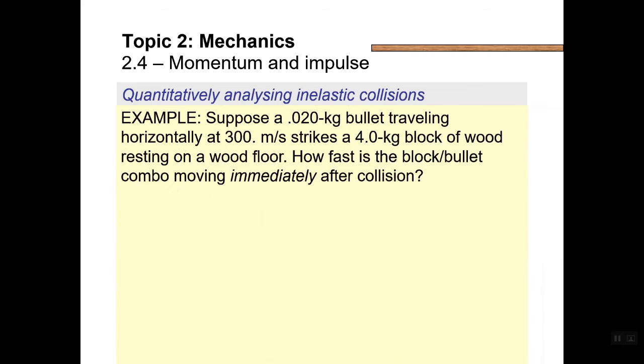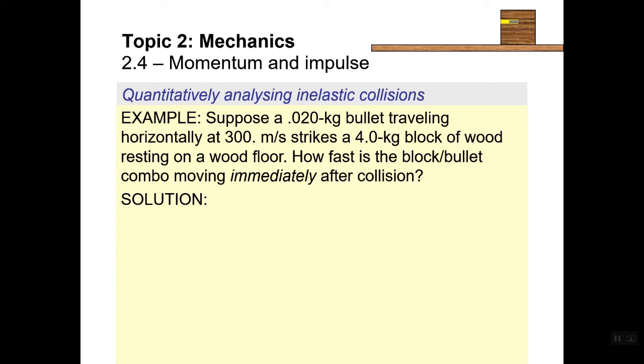Suppose a 0.020 kilogram bullet, which is 20 grams, traveling horizontally at 300 meters per second strikes a 4 kilogram block of wood. It's resting on a wood floor. How fast is the block-bullet combo moving immediately after collision? So let's visualize: the block is at rest and the bullet is traveling, and they move with the same velocity.